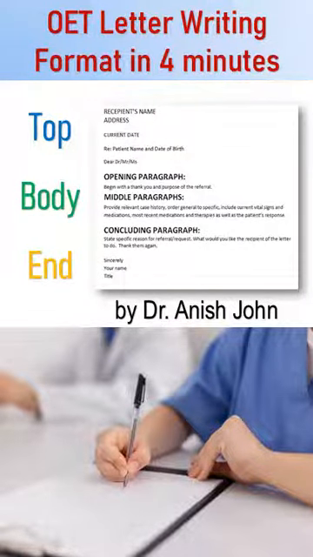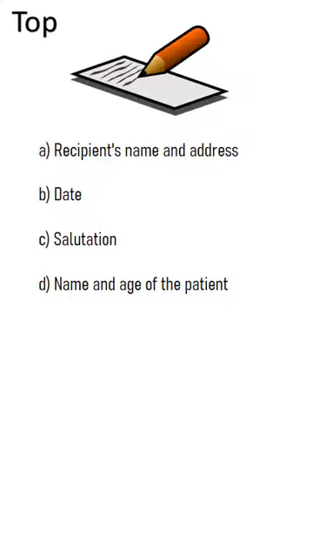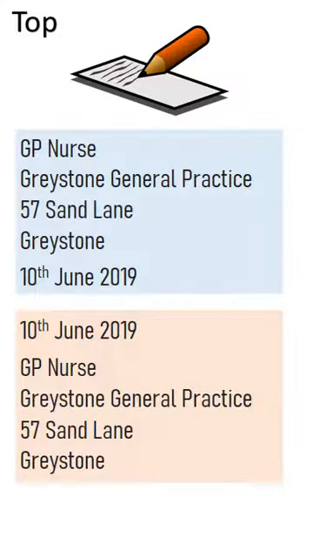Here is how to write an impressive letter if you're preparing for your Occupational English Test. Let's go top to bottom. The recipient's name and address comes first. Include the name and title of the recipient if it is given. The formal titles that can be used in OET letter writing are Mr., Miss, and Dr.